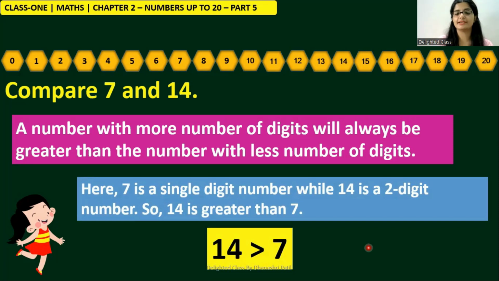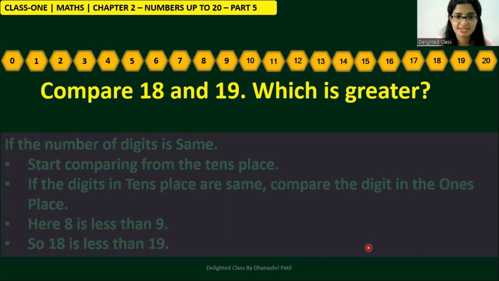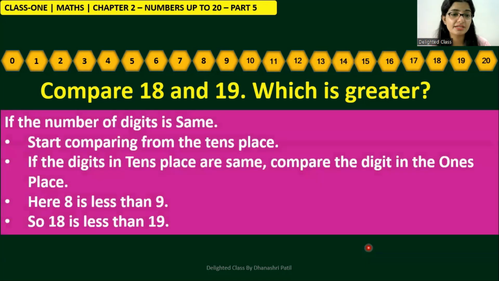ठीक है? चलिए, now we are going to compare 18 and 19. Now see, this is quite interesting. यहाँ पर दोनों भी 2 digit number हैं, right? अब आप चेक कर सकते हो with the help of your number line. Okay? If the number of digits in the numbers which are given to you in the question are same. Okay? तो क्या करना है?